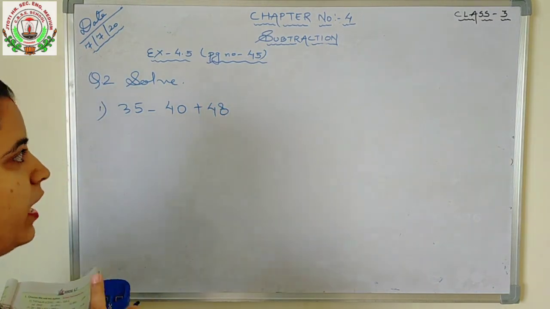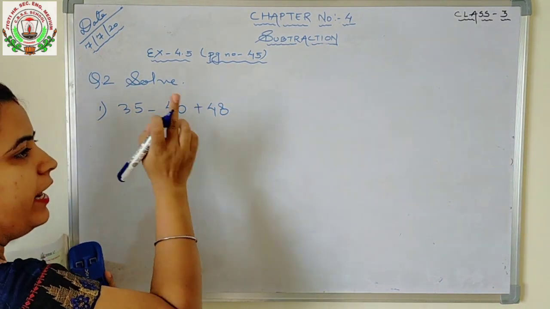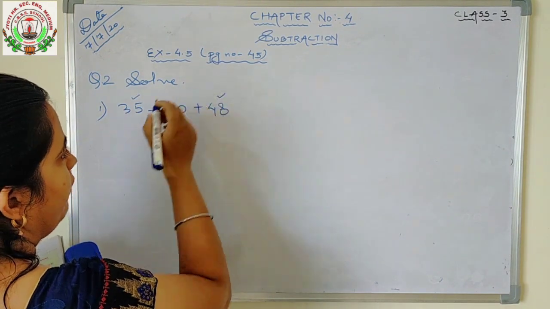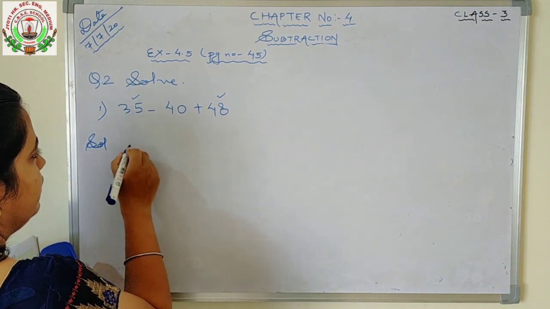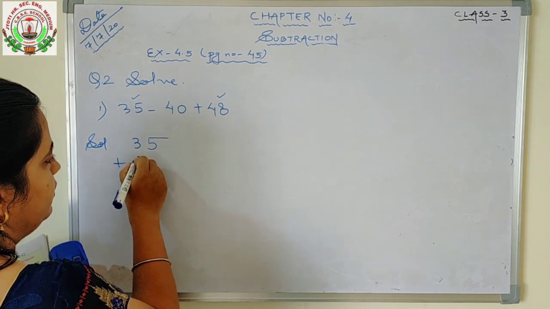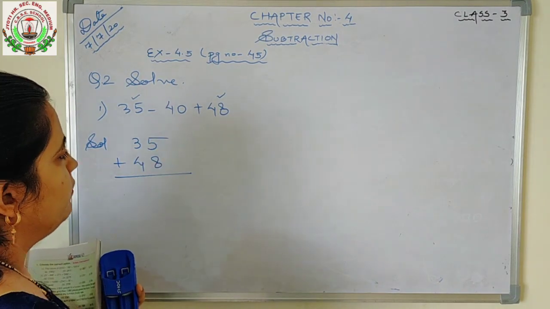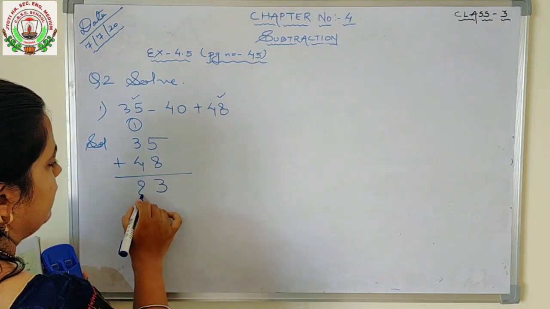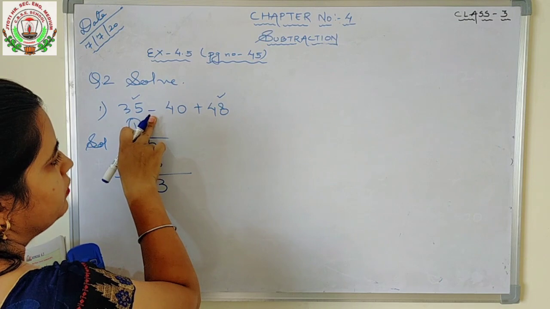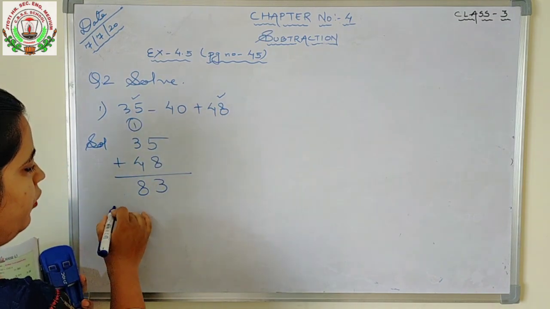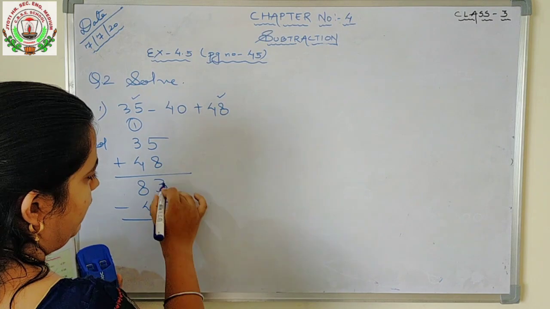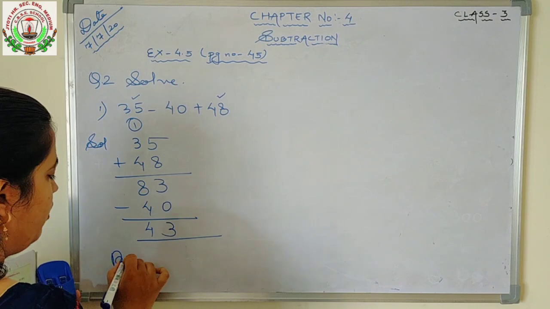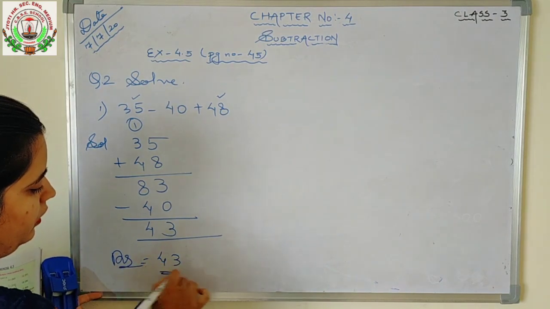Before starting the exercise, I have told you to add first and then subtract. So first we will find the adding numbers. This we have to add and this we have to add. So the solution is, you have to add this, 35 plus 48. 8 plus 5 is 13, 3 carry 1. 4 plus 3 is 7, plus 1 is 8. 83 we got. Then what do we have to subtract? 40. So we will subtract 40 from this number, 83. 3 minus 0 is 3, 8 minus 4 is 4. So what answer did we get? Our answer is equal to 43.